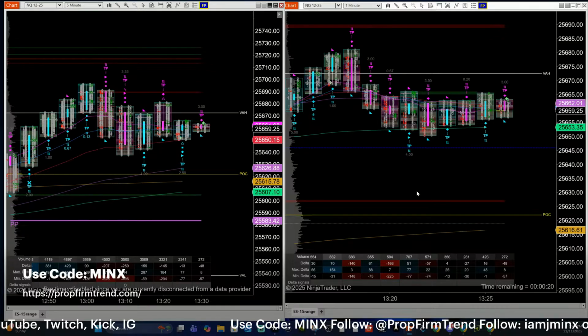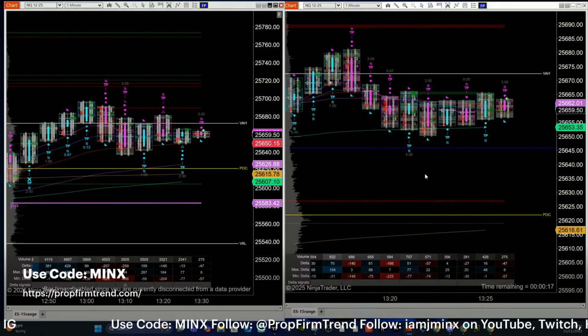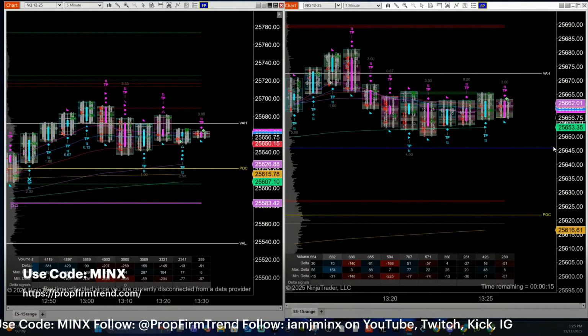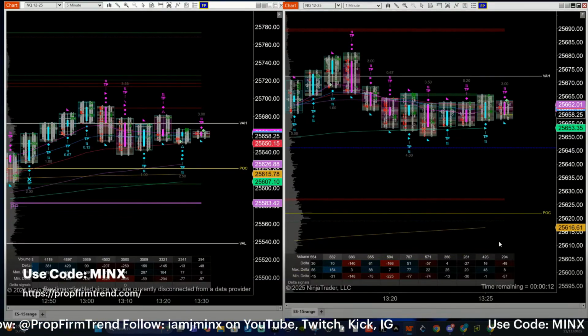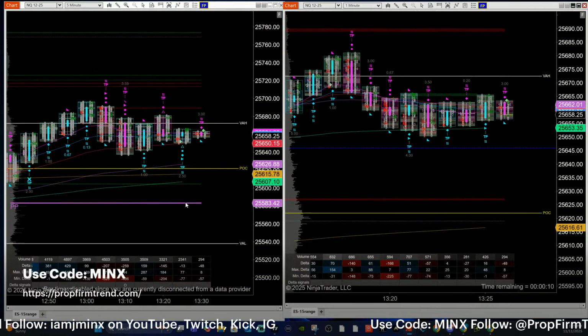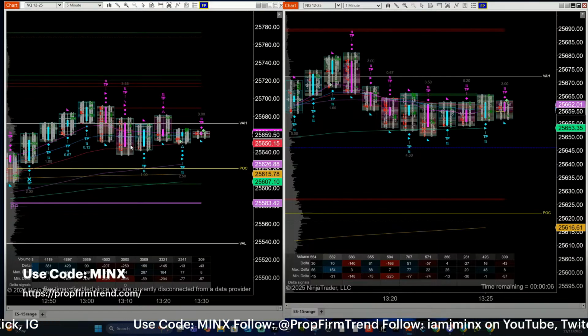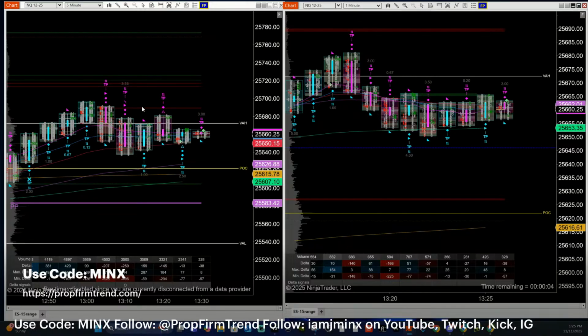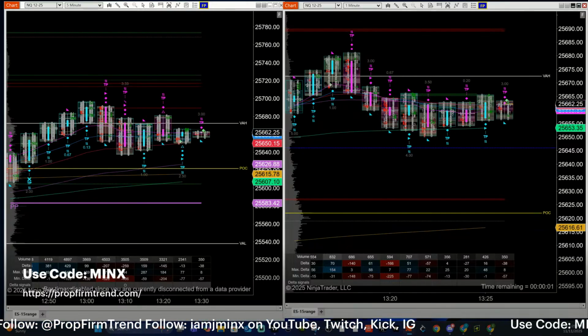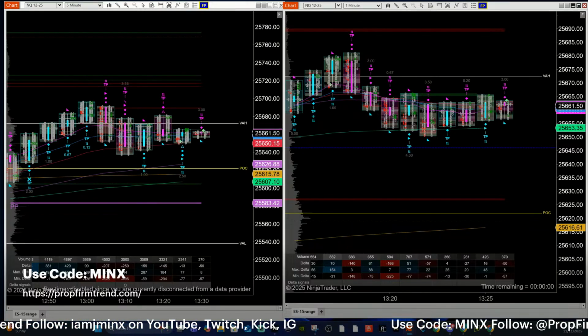So I use it on the 1 minute for entry, to see what happens when we're on a key level, and then look at the bigger picture on the 5 minutes to see if we have any delta sweeps and things like that.